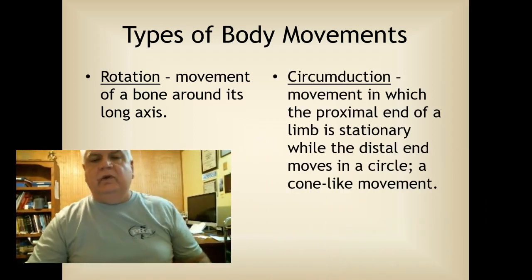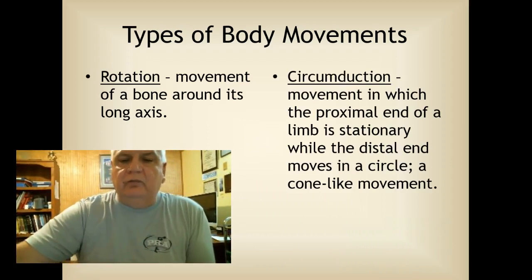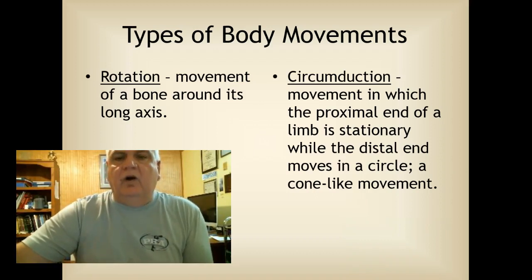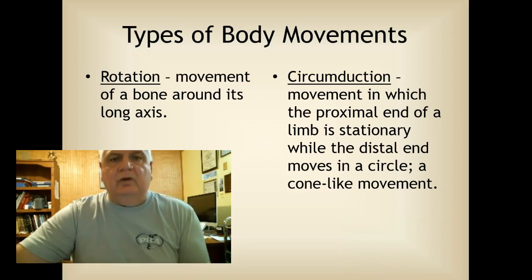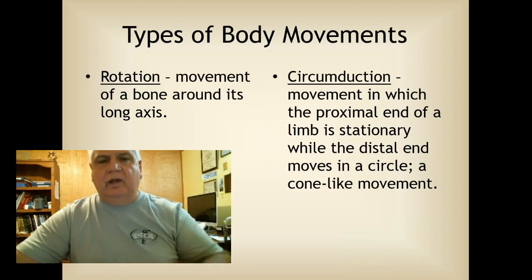And then finally, we have circumduction. Circumduction is the movement in which the proximal end of a limb is stationary while the distal end moves in a circle. This creates kind of a cone-like movement. There are two joints in the body that are capable of circumduction via the contraction of various muscles. They are the ball and socket joints, the shoulder, and the hip.